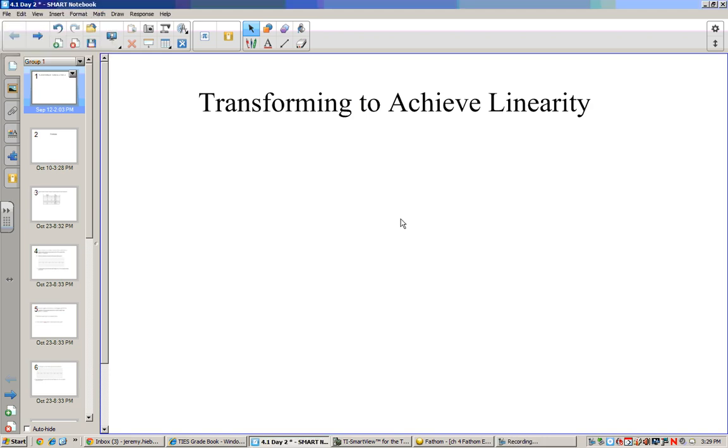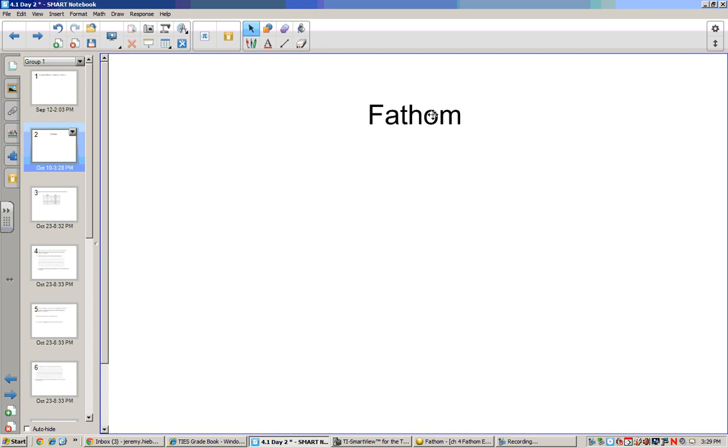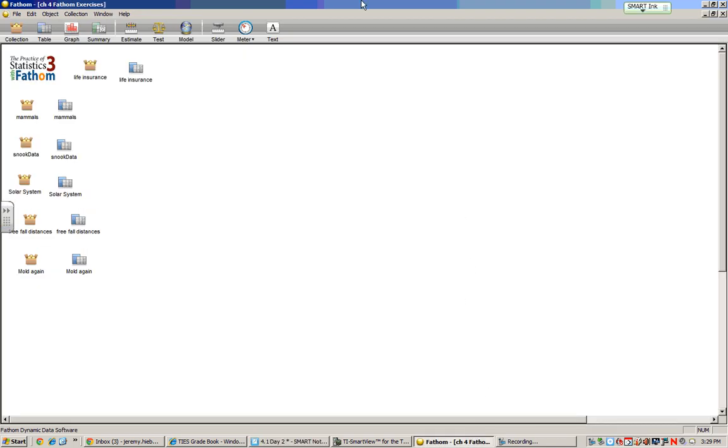Hello, today we are going to start up chapter 4.1. Today we're going to look at transforming data to achieve linearity. So we're going to use this program called Fathom that's going to help us investigate these nonlinear situations.